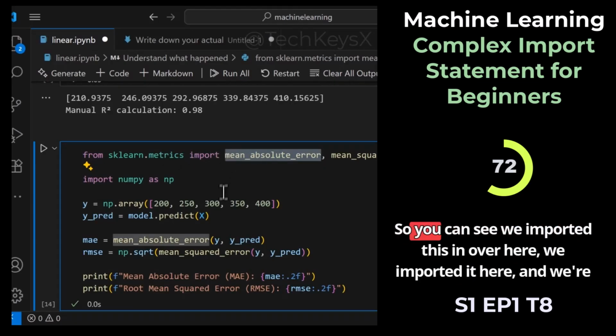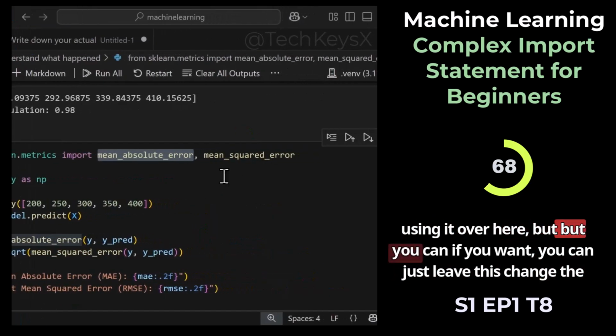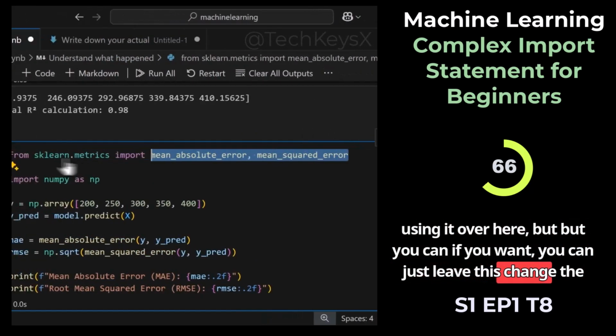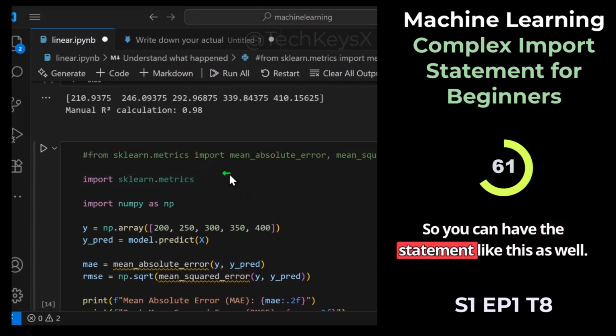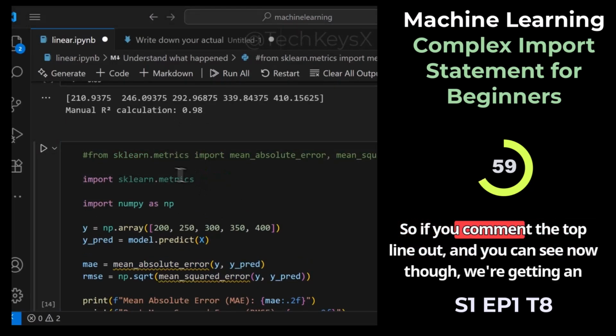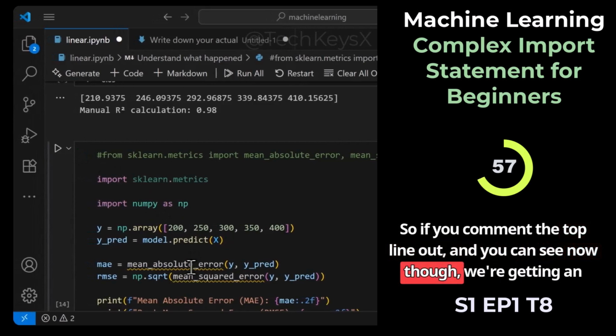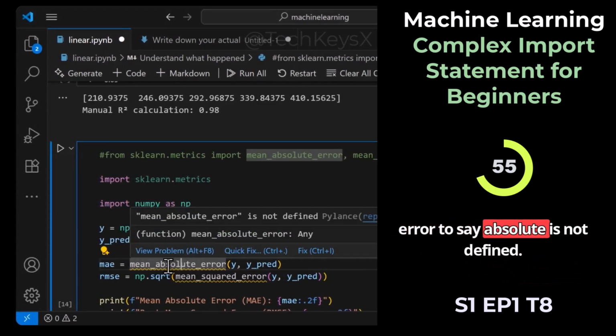Now there are various ways. You can see we imported this in over here, and we're using it over here. But if you want, you can change the statement, rather than from, you can actually do this. So you can have the statement like this as well. If you comment the top line out, you can see now we're getting an error to say absolute is not defined.